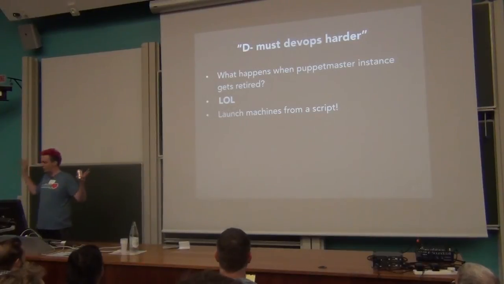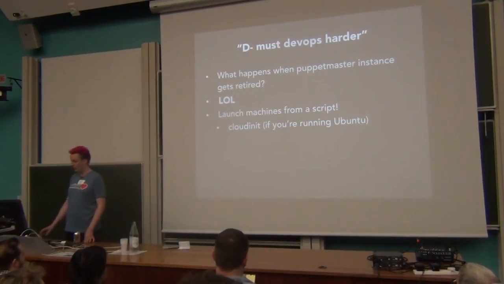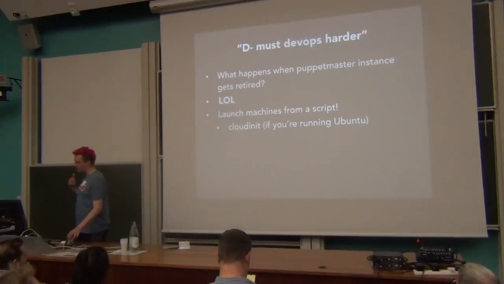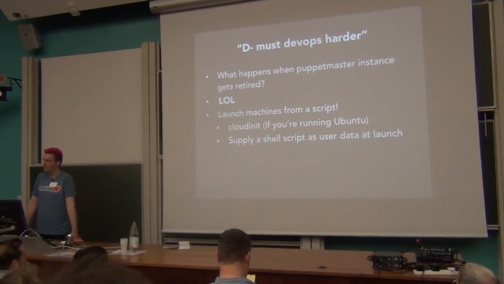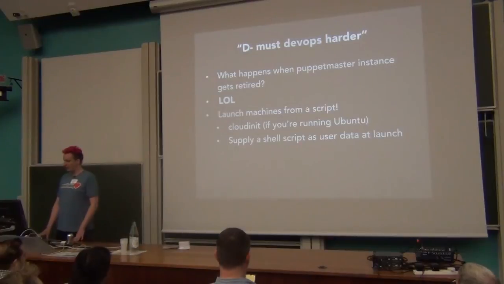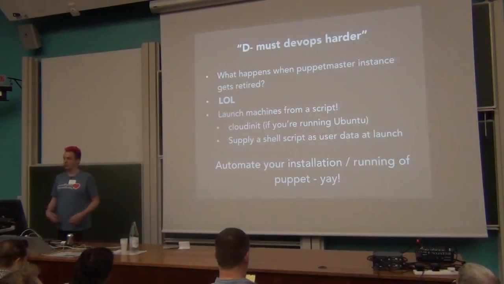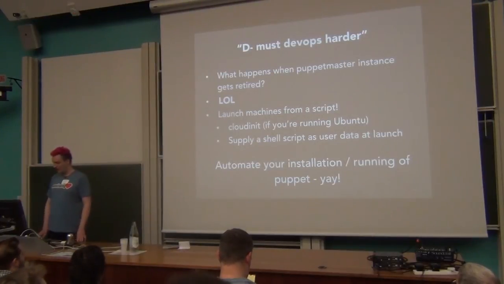Cool, so we're going to have this imaginary script for launching machines. And I'm going to talk about Ubuntu because this makes it really easy. There's this thing called cloud-init. It comes by default in Ubuntu, and it basically detects, oh, you're being launched in Amazon. And Amazon lets you give your machines a bunch of per-instance metadata when you launch them. And cloud-init, by default, just lets you shove a shell script in there. This is pretty awesome for a first take, because you can just send it a shell script, and that shell script automates the installation and running of Puppet. And as soon as Puppet's running, everything's lovely, cool.